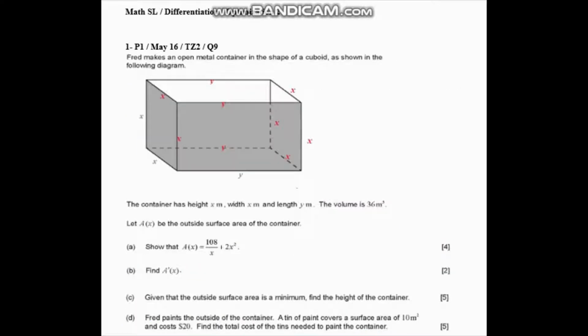In question D, I'm told that Fred paints the outside of the container. A tin of paint covers a surface area of 10 meters squared and costs $20. Find the total cost of the tins needed to paint the container. So first I need to get the number of tins that I shall use to paint the container. If one tin covers 10 meters squared, how many tins do I need?